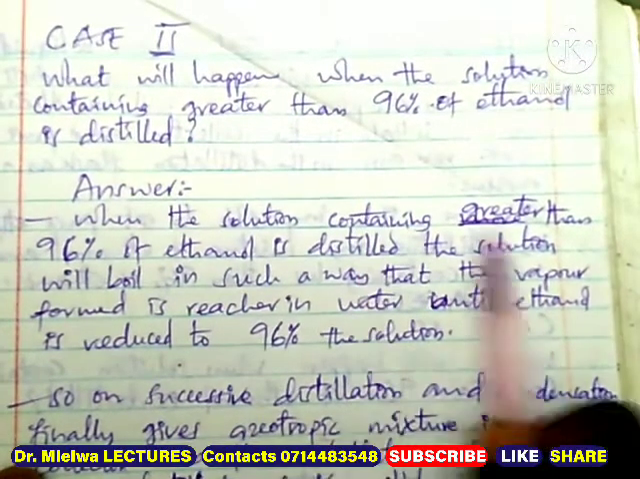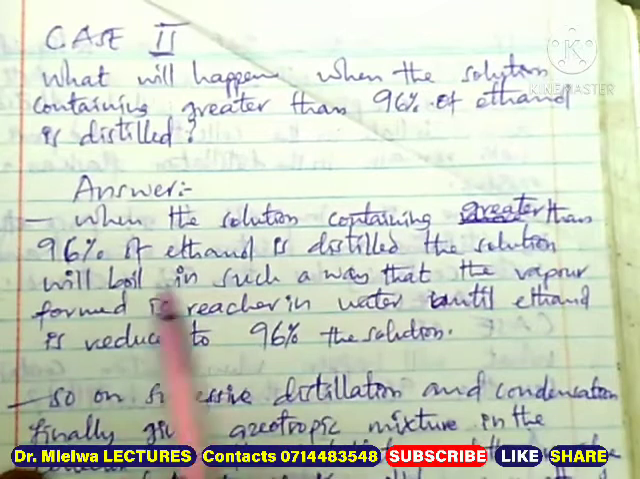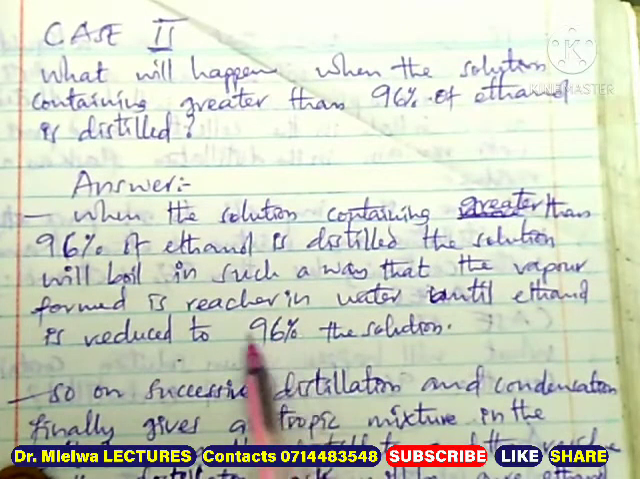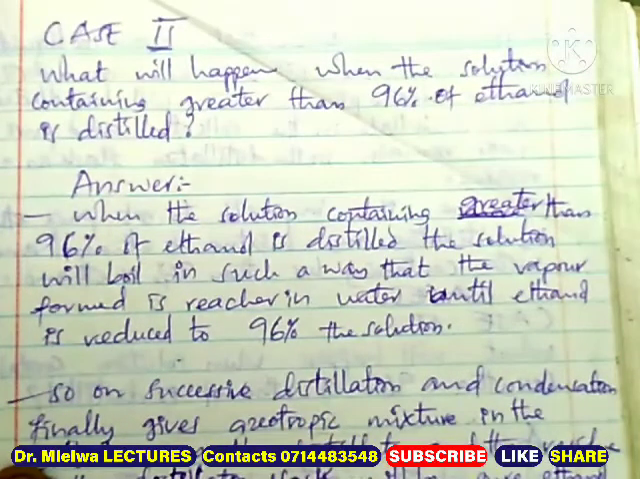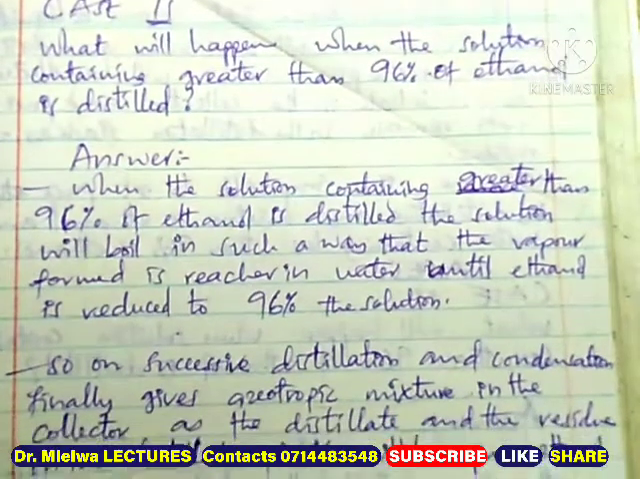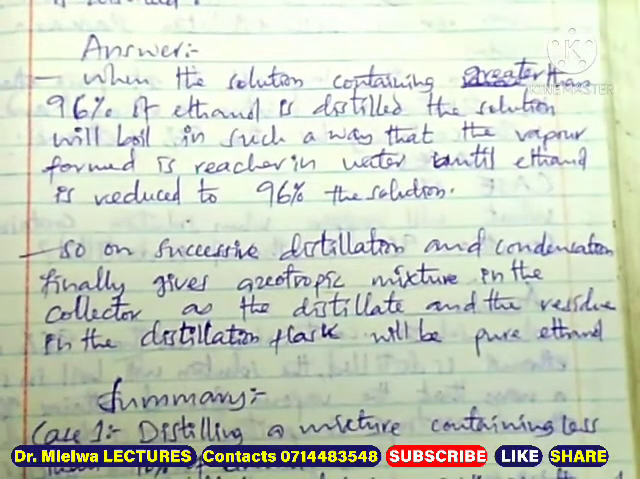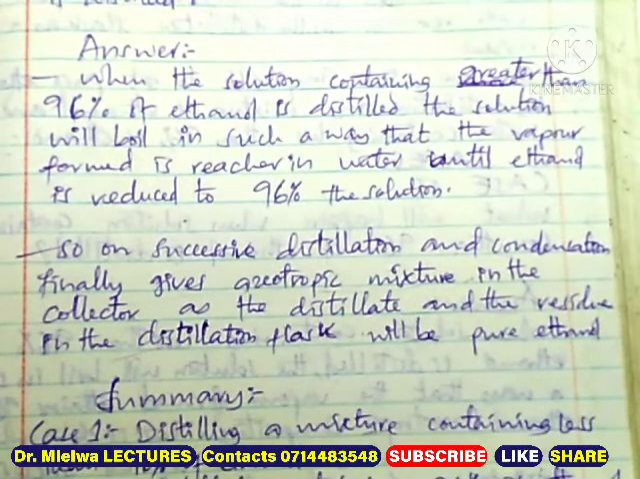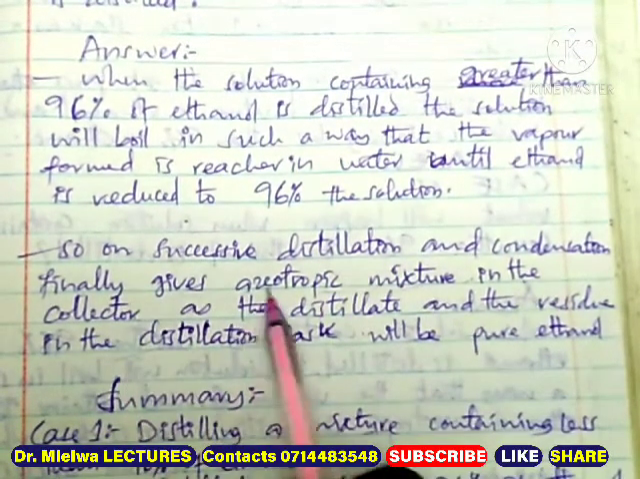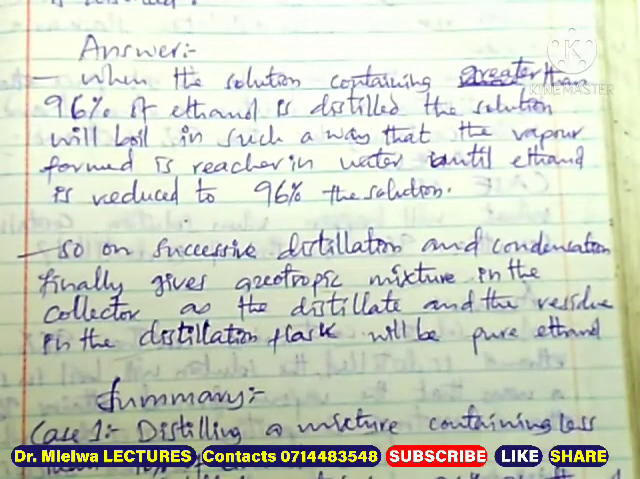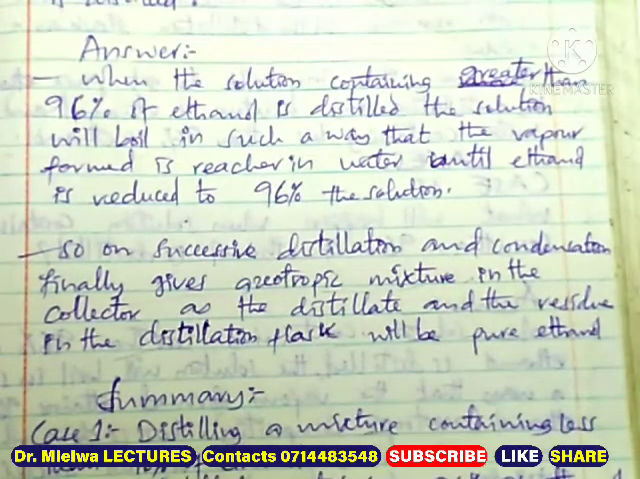So when the solution containing greater than 96% of ethanol is distilled, the solution will boil in such a way that the vapor formed is richer in water until ethanol is reduced to 96% in the solution. So here, because we are reducing ethanol, what will remain as residue? Ethanol. So on successive distillation and condensation, it finally gives the azeotropic mixture in the collector as a distillate, and the residue in the distillation flask will be pure ethanol.